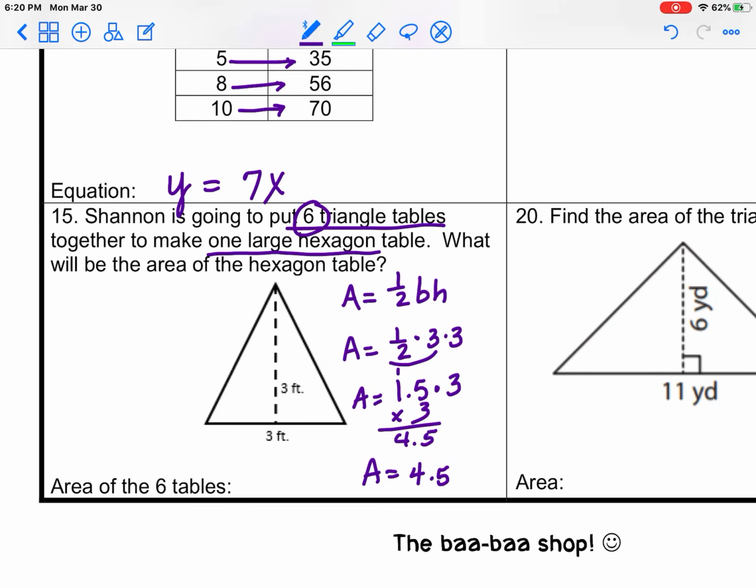But there's 6 of them, so I have to multiply the area of one of the tables times 6. So 4 5/10 times 6. 6 times 5 is 30. 6 times 4 is 24. And 24 plus 3 is 27. One decimal in my problem, one decimal in my answer. The area of all those tables will be 27 square feet. Don't put that label in your answer. You'll probably count it wrong.